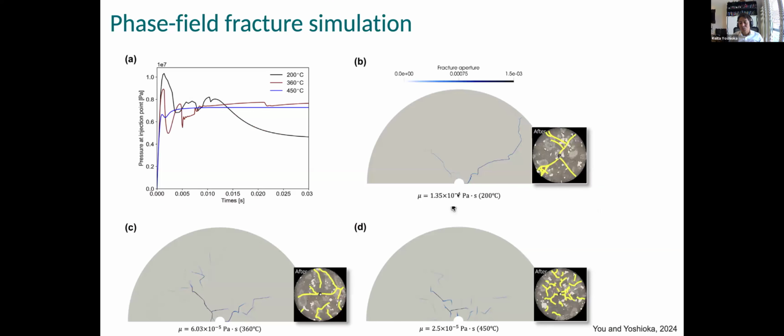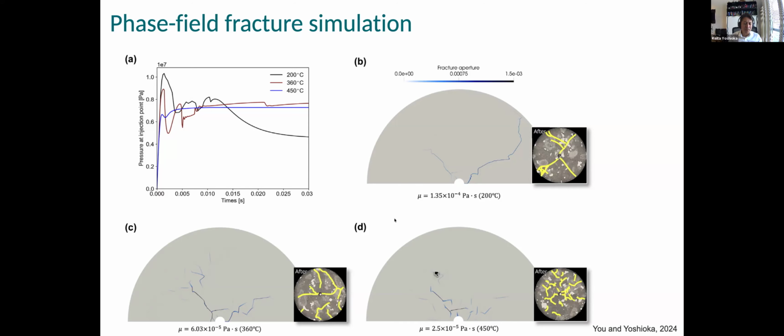Okay, and then we inject fluid with certain viscosity from this borehole. In this first case, the water viscosity corresponds to 200 degrees C. And we saw this big, connected fracture. As the temperature increases, we start seeing more isolated, small, complex fractures. And in the high temperature 400 degrees C case, we saw small, isolated, remote fractures.